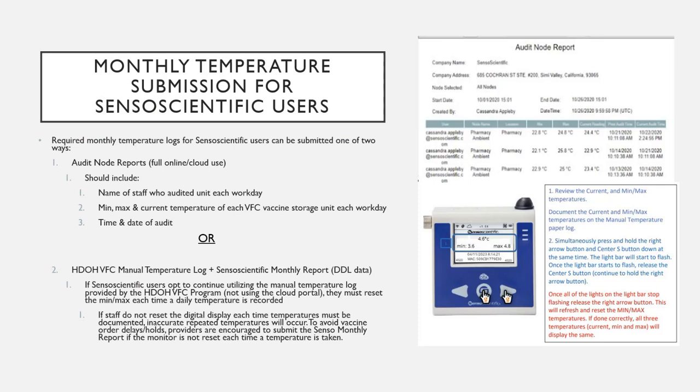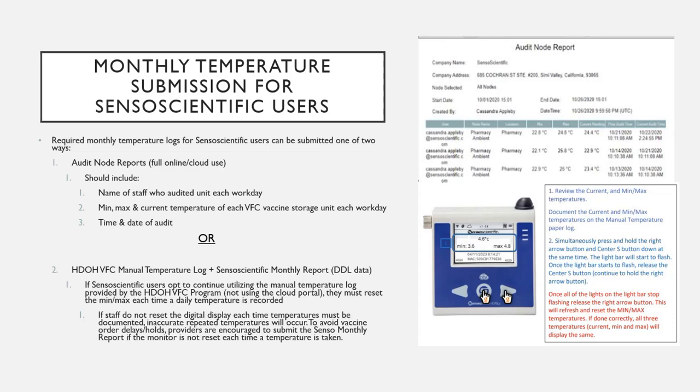The monthly temperature submission for SensoScientific users is a little different. There are 2 options for these users. You can either submit your audit node reports, but that means you have full online cloud use of the system. It should include the name of the staff who audited the unit each workday, the min, max, and current temperature of the vaccine unit that was audited, and also the time and date of the audit. The example here on the right shows what a full audit node report should look like, and this is suitable for a monthly temperature log submission.